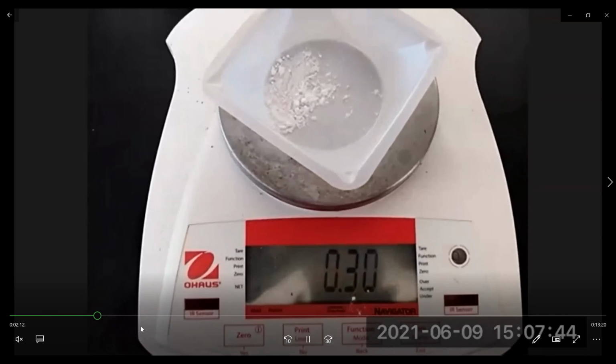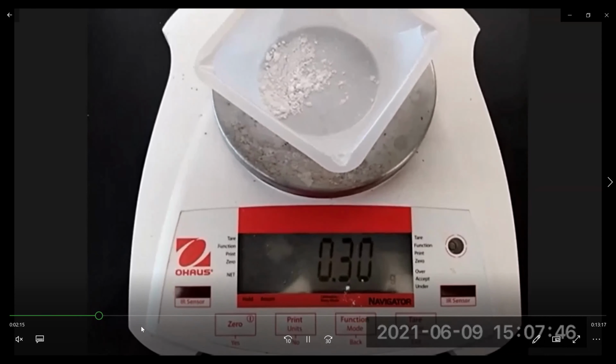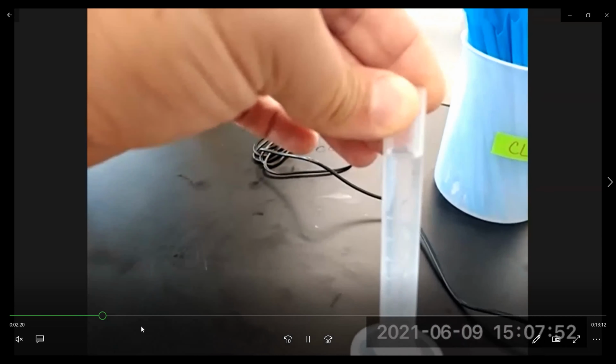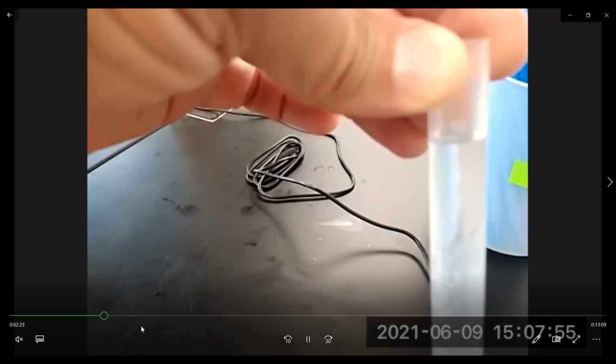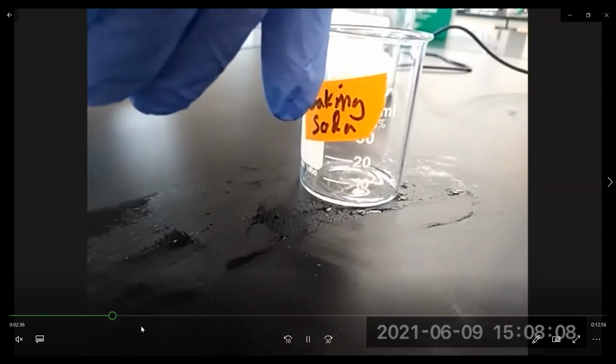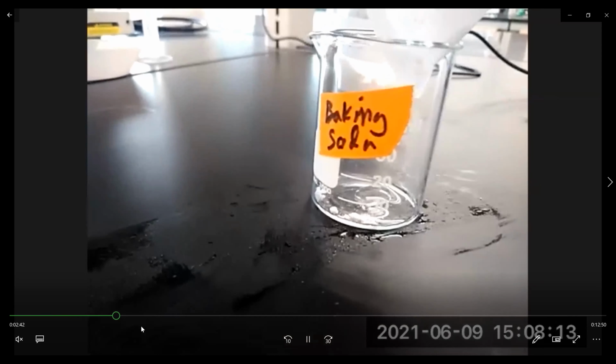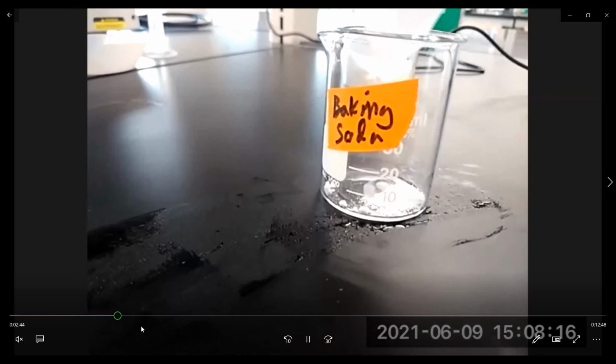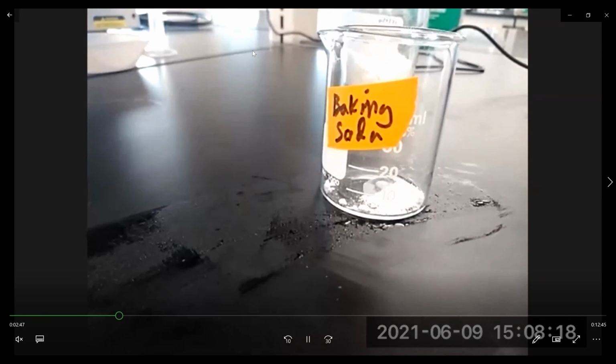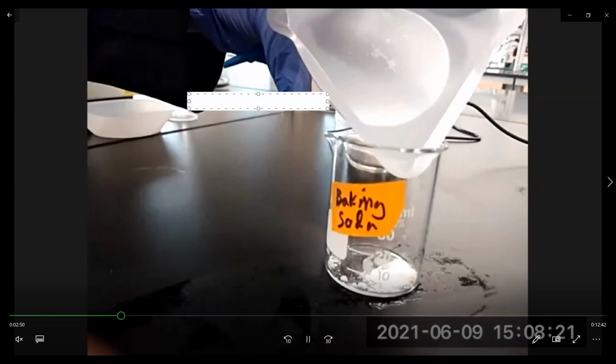Next, we're going to prepare a solution of sodium bicarbonate. So we're going to weigh out approximately 0.3 grams of sodium bicarbonate and add it to about 10 milliliters of water. So using a 50 mL beaker, we're going to add the 10 milliliters of water and the sodium bicarbonate, stir it up, and get our solution. So again, we used about 0.3 grams of sodium bicarbonate.